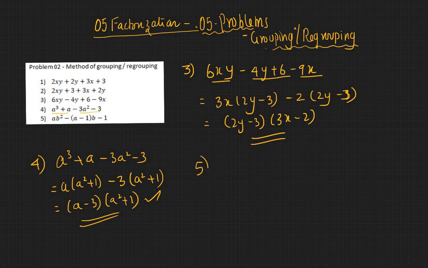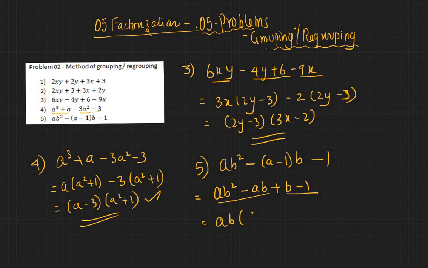Now let's look into the fifth question, which is ab squared minus (a minus 1)b minus 1. Whenever you get a problem like this, it makes sense to open up the brackets first so that there's no error or confusion. So you get this. If you look at it carefully, if you take ab outside here, you get b minus 1, and here you have a b minus 1 term. So you can straight away take b minus 1 out.